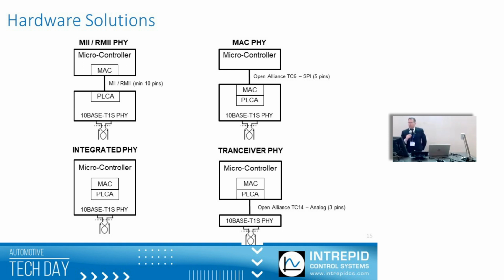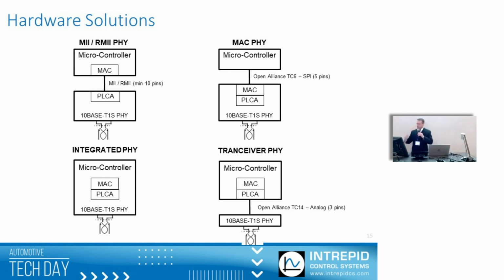Then we have the possibility of having also a MAC PHY. And MAC PHY is where essentially you're going the other direction. You're taking the MAC and you're putting it into the PHY. So you've got a MAC and a PHY in one chip. And what that does is that means the other side of the MAC can be whatever interface you want. Then Open Alliance has specified a 5-pin SPI interface, a standardized SPI interface, to come out of a MAC PHY chip. So you're putting the MAC in the PHY.